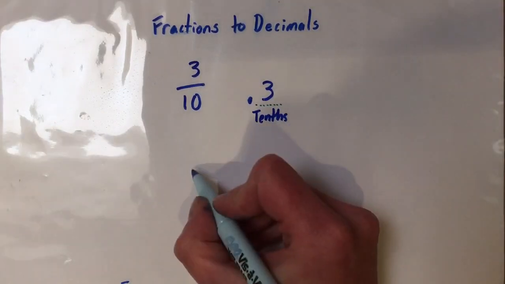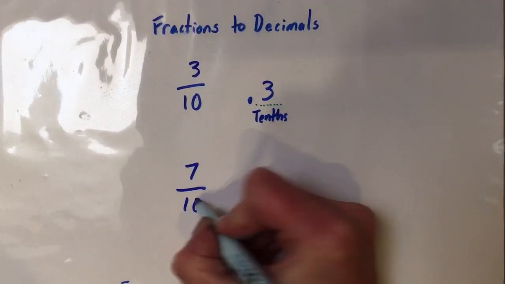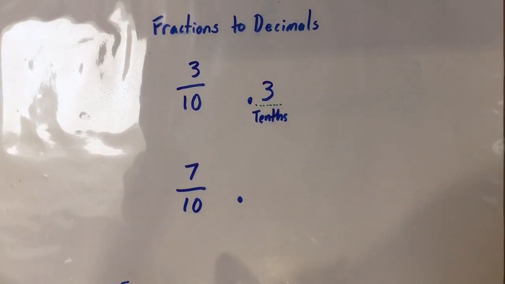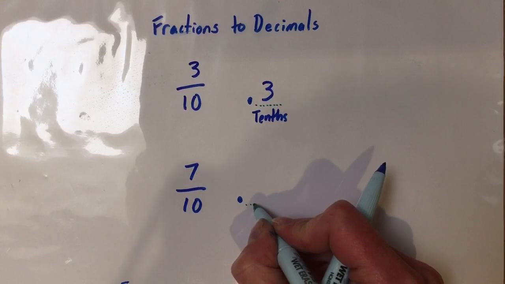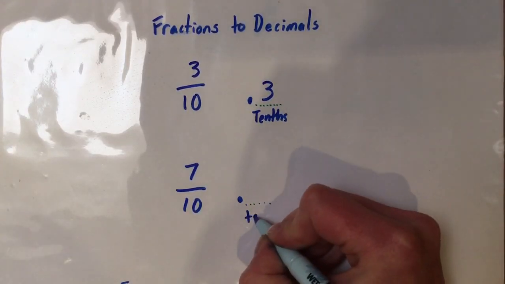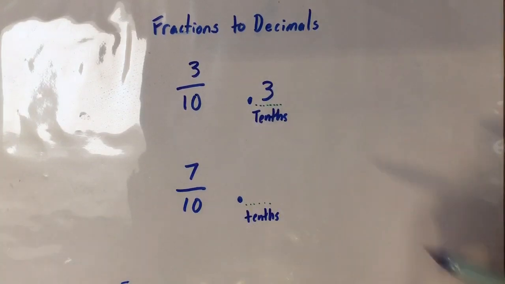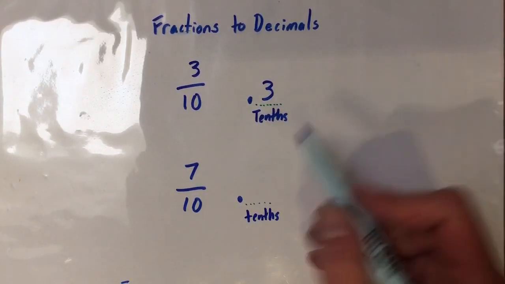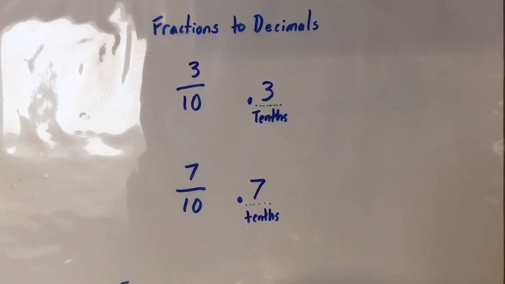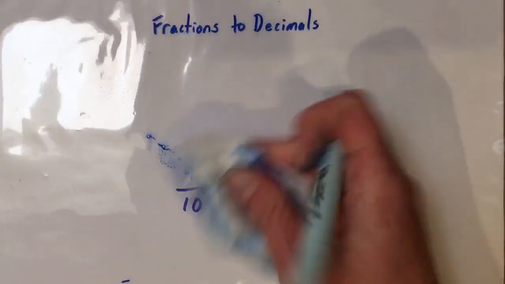Let's try another one. Let's do 7/10. So once again, I'm going to put in my decimal point. If it helps you to draw in your tenths place, you may. If it helps you, you may label it. So now I have 7/10. So all I have to do is put the 7 in the tenths place. Let's look at the hundredths place now.